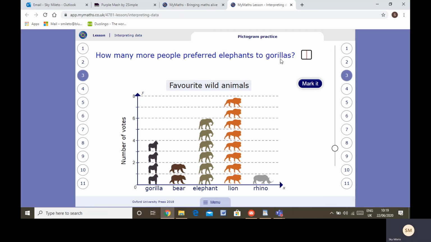How many people preferred elephants to gorillas? So we just found out that 4 people voted for gorilla, 6 people voted for elephant, therefore the difference is 2. Okay.